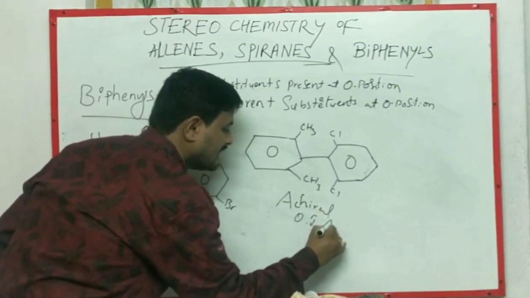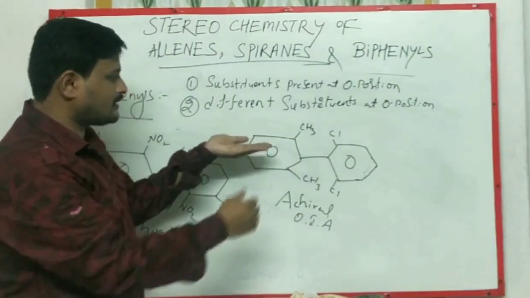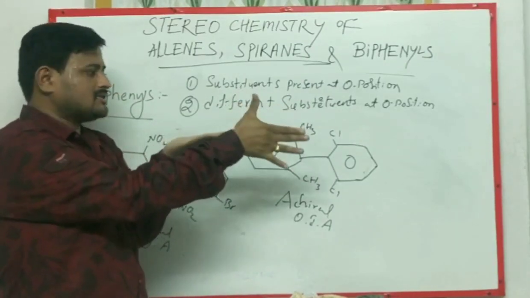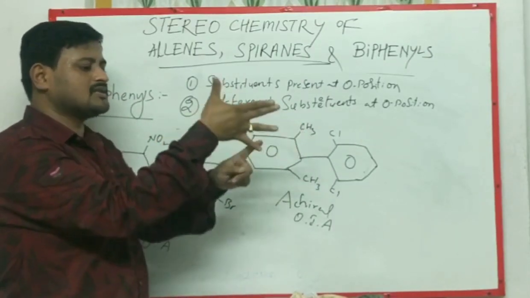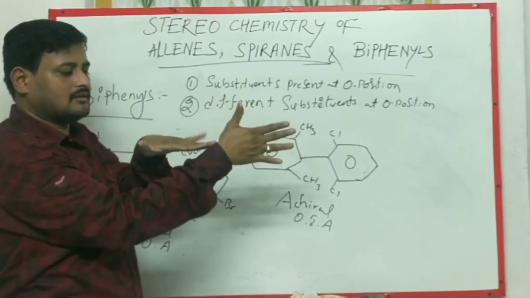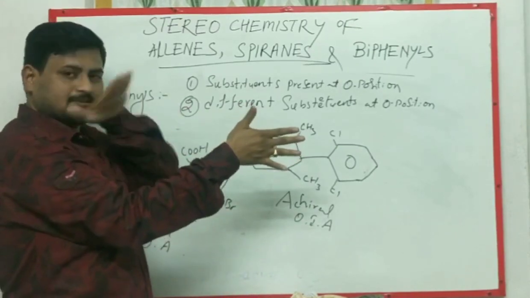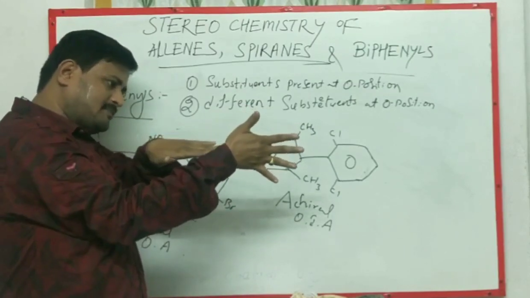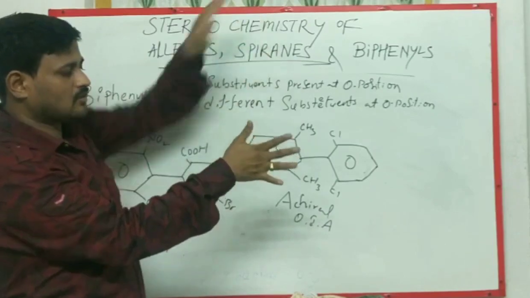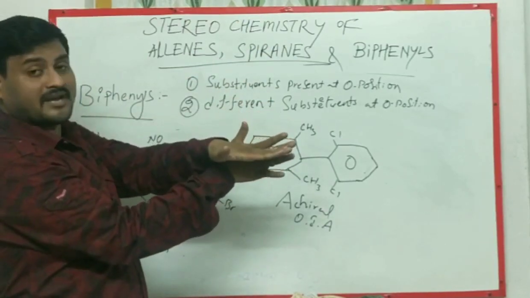optically inactive molecule. Why? I already told you, because of repulsions, one ring will be in this way, the other in this way. Here is chlorine, here is chlorine, and this is methyl, this is methyl. Clear? I have to consider a plane like this one, and this plane can act as a plane of symmetry. This plane will be acting as a plane of symmetry.